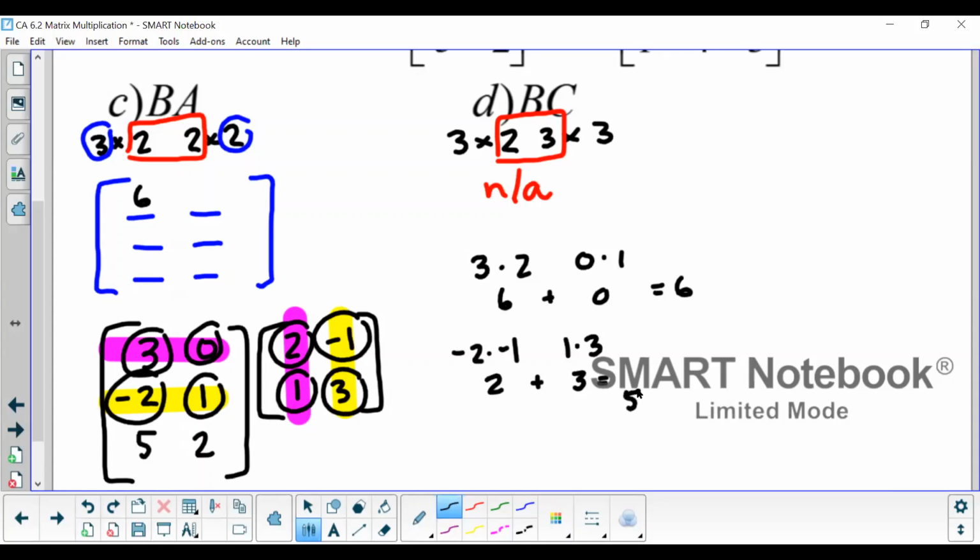Now, once you get that number, you might be lost. Like, where does that go in my answer? All you have to do is think about, okay, it was the second row times the second column. So this answer goes second row, second column, which is right here. And that's how you can keep your place no matter where you are. You get it now and you're done.